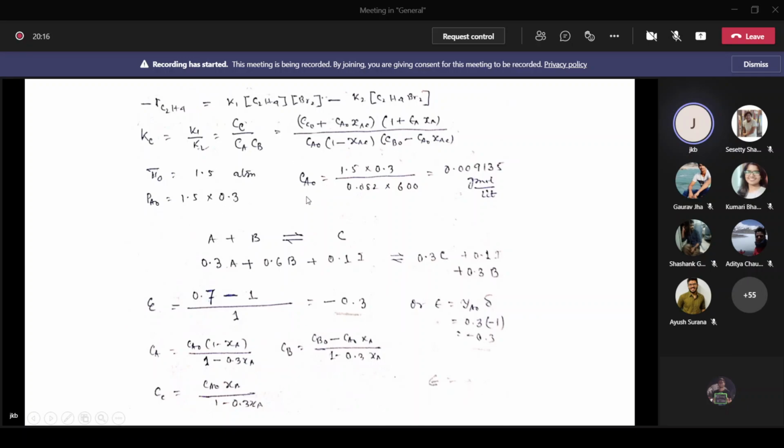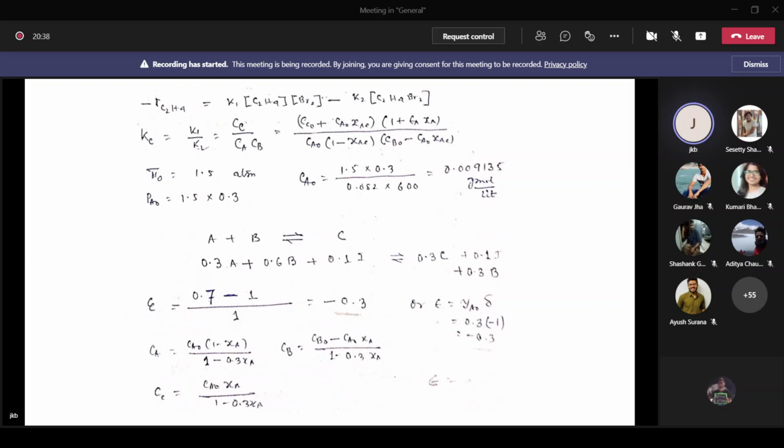Temperature and total pressure are given, 1.5, and with 30% ethylene, the partial pressure is this. Calculate the initial concentration using ideal gas behavior. The concentration is found to be 0.009135 gram mole per liter. Then write the rate equation.